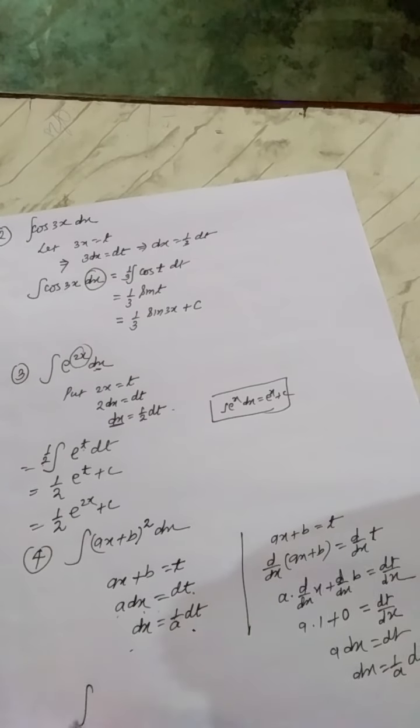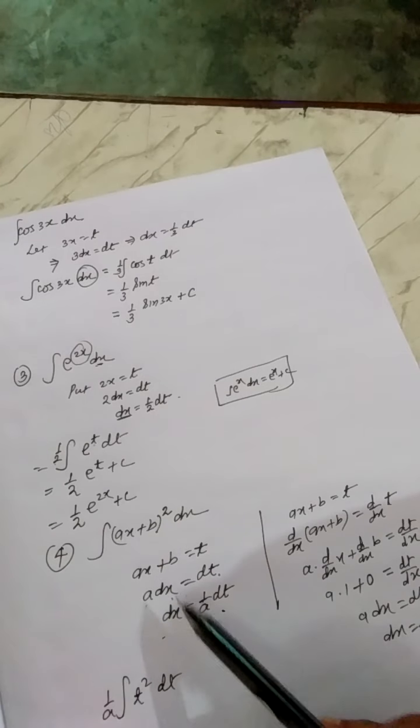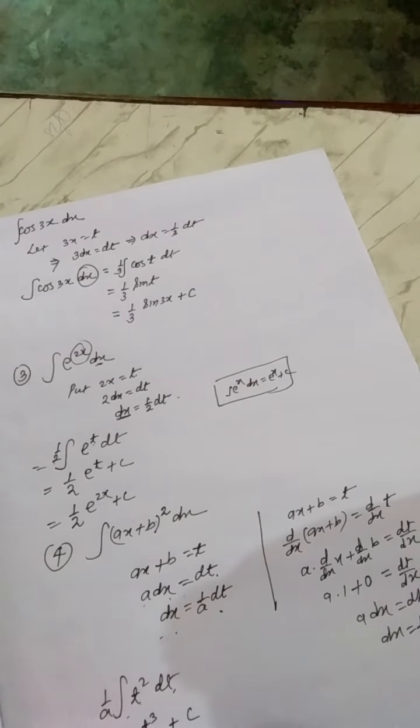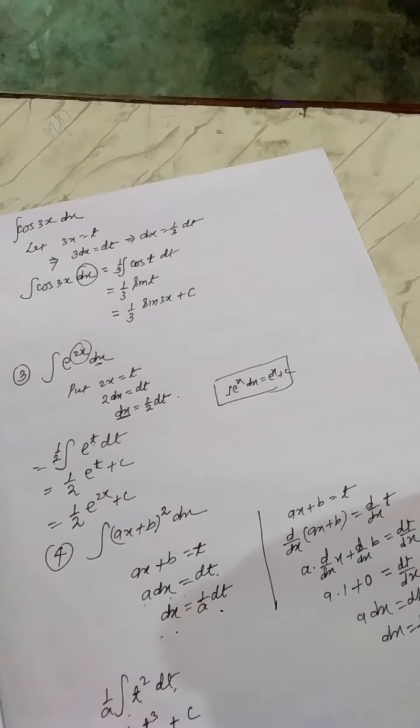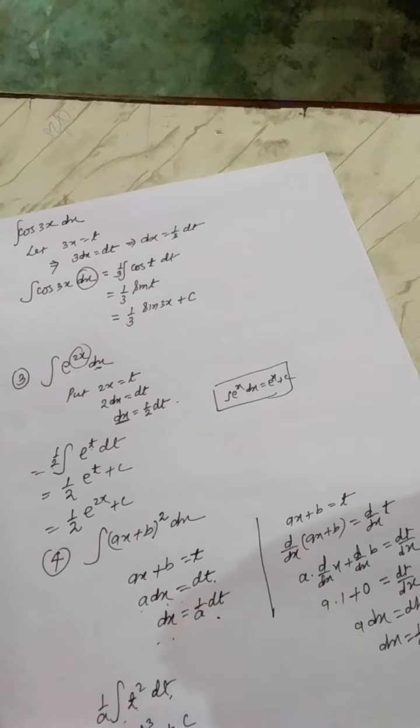Now the question will be t square times 1 by a dt. Now putting the value of dx, this question will be transformed in the form of 1 by a integration of t square dt, and using the formula of integration of x to the power n, our result will be 1 by a t cube by 3 plus c. Therefore 1 by 3a t cube means ax plus b whole cube plus c. It will be your answer.